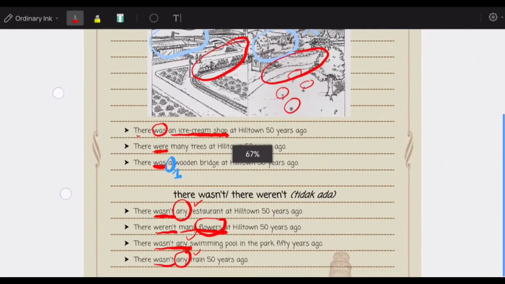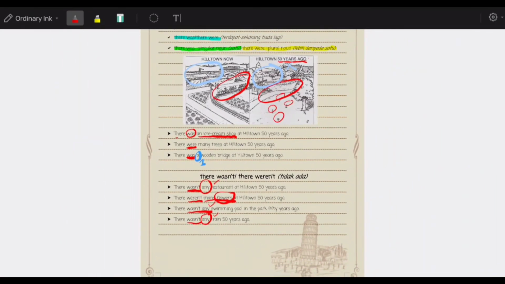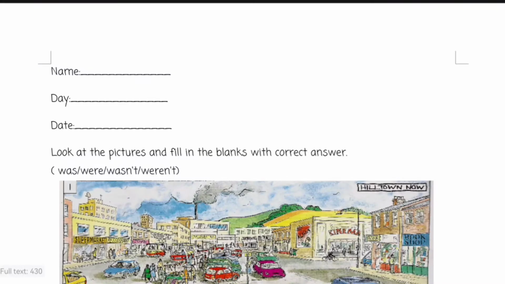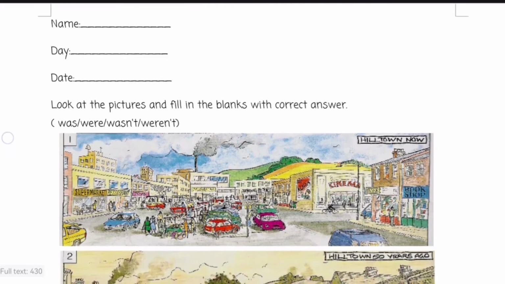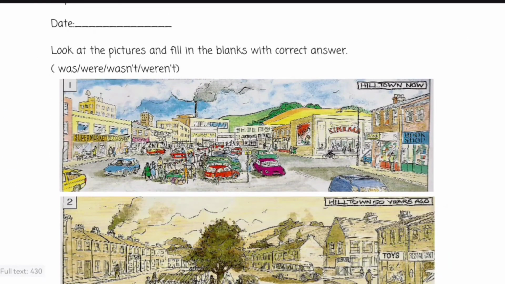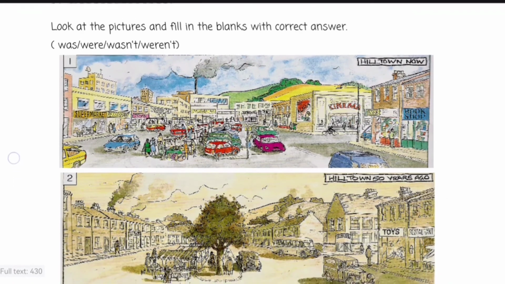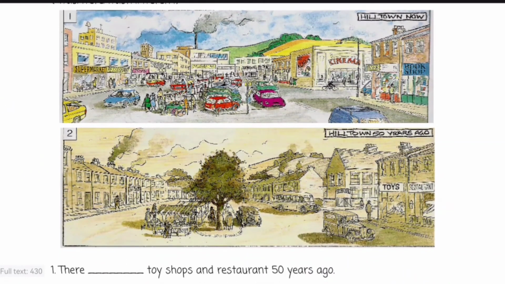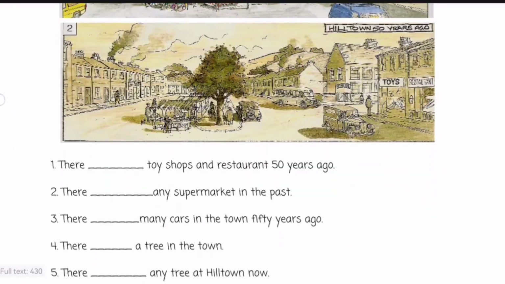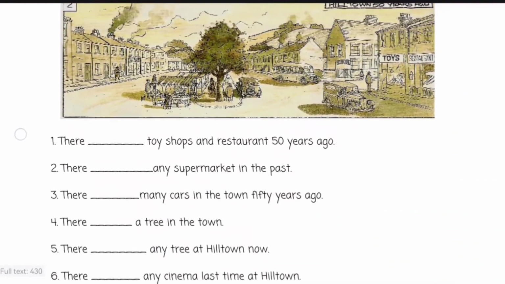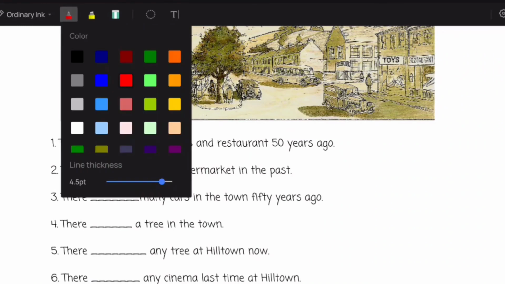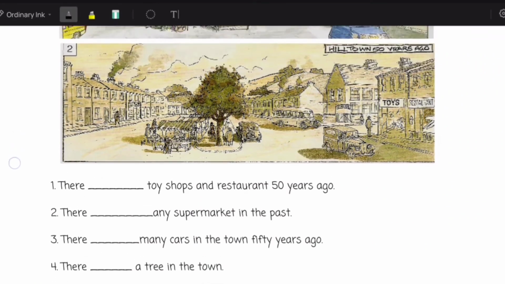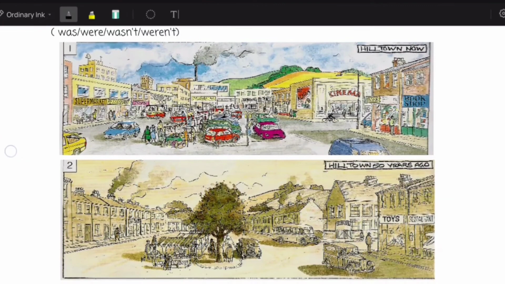And this will be your task for today. Look at the pictures and fill in the blanks with the correct answer. You're going to fill in was, were, wasn't, weren't. You need to compare these two pictures. Bandingkan dua gambar ini, lepas tu isi tempat kosong. I will show you an example. Teacher akan tunjukkan contoh supaya murid-murid lebih faham macam mana nak buat latihan ini.